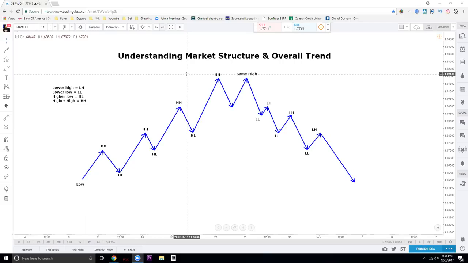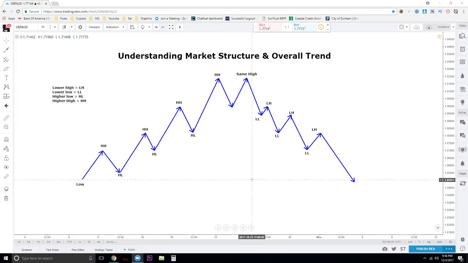This is basically how I trade, how I find a lot of my setups, and how I make good money in these markets: I fully understand the concept of market structure and finding the overall trend due to market structure.